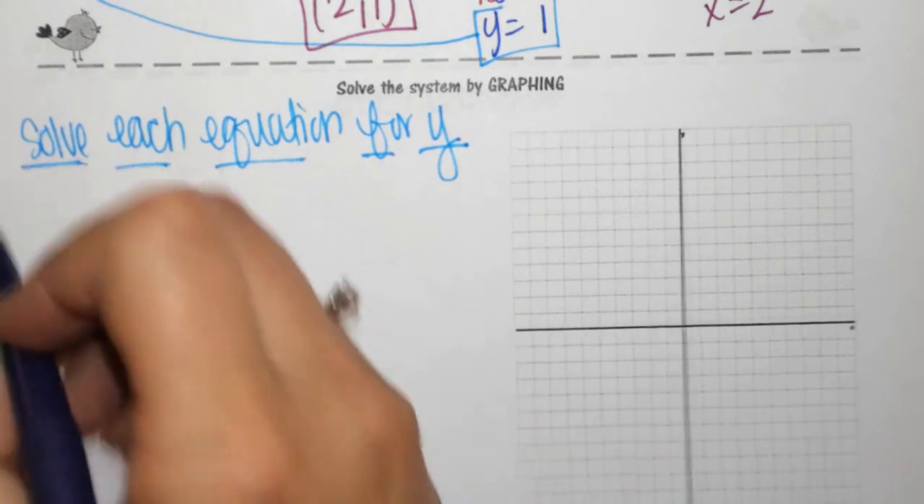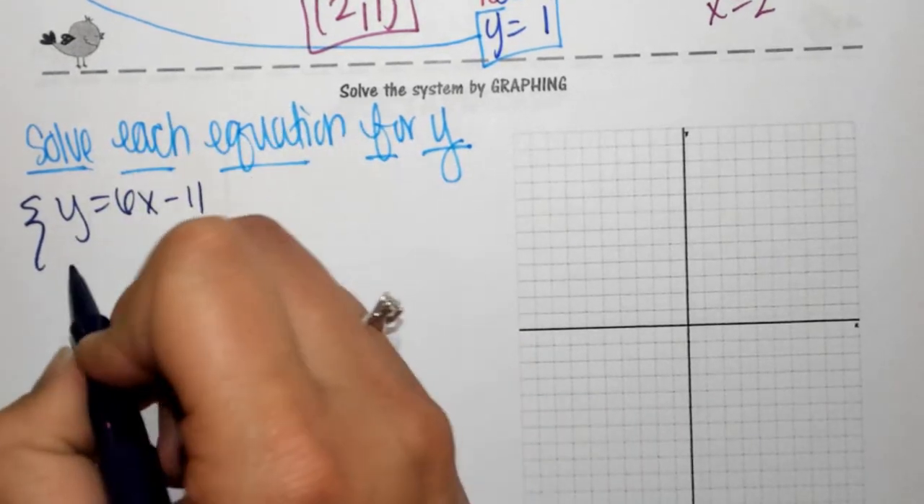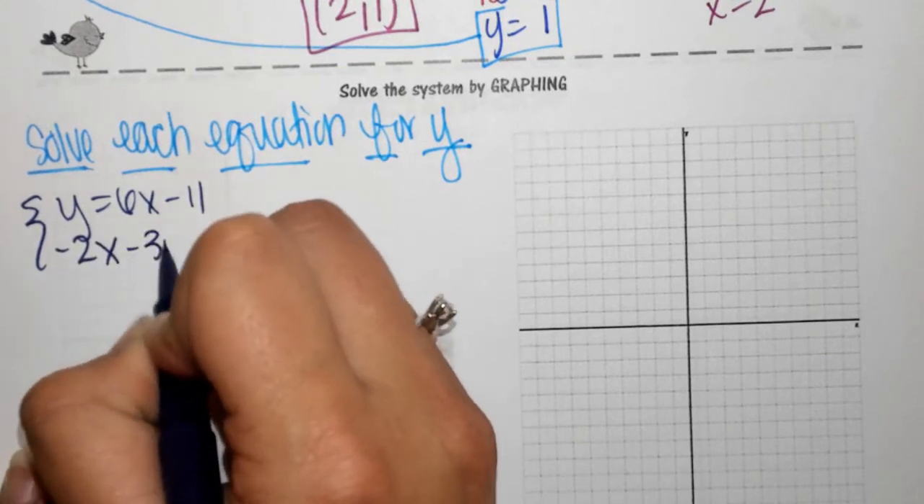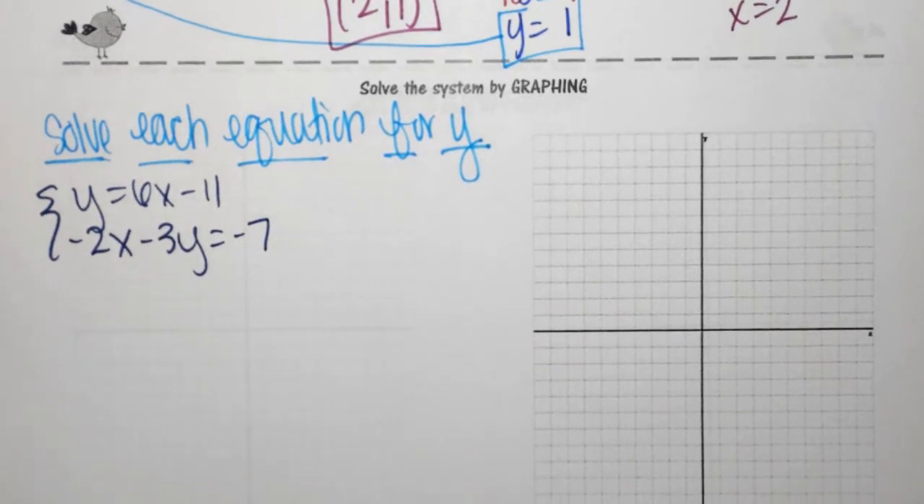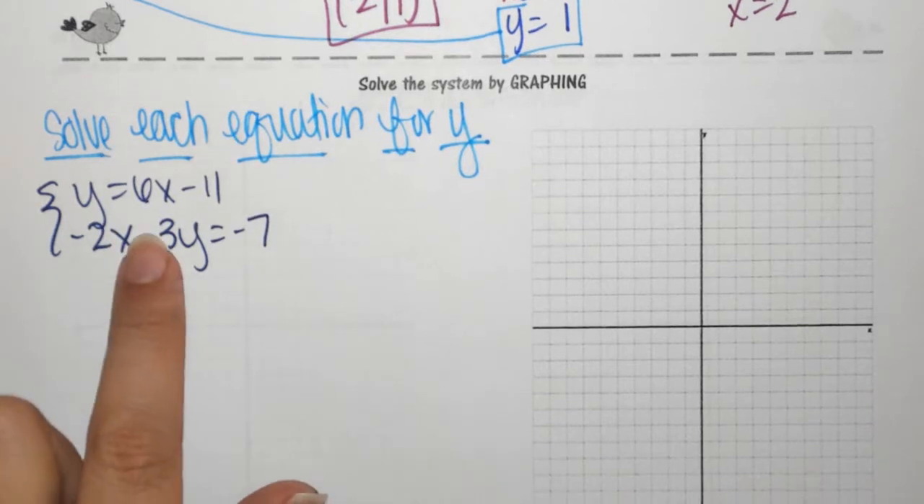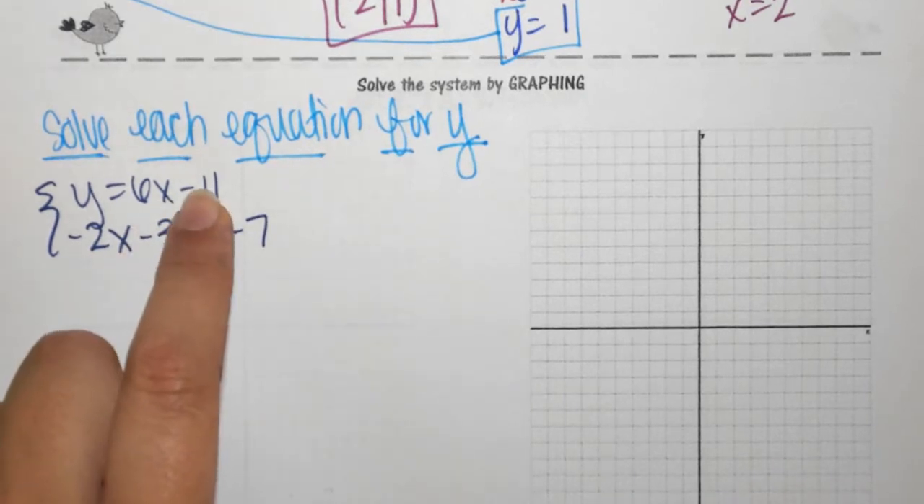Now, this is our system. Y equals 6x minus 11, and negative 2x minus 3y equals negative 7. Now, we're hoping that our answer is (2, 1), because that's been our answer in the past two problems, right? So we need to cross at (2, 1) for this to be right. Now, solve each equation for y. Which one is already in slope-intercept form? The first one. This one.